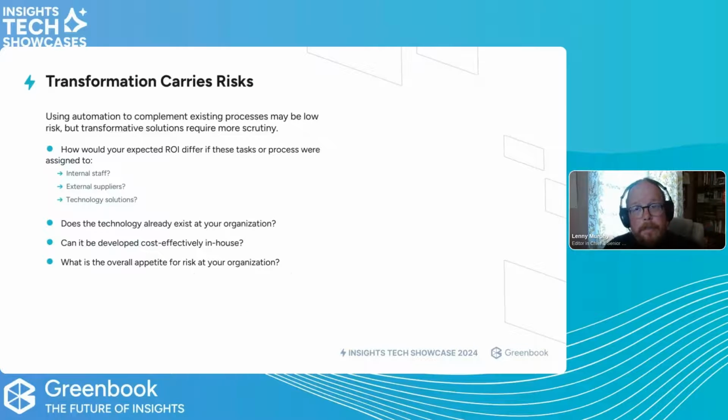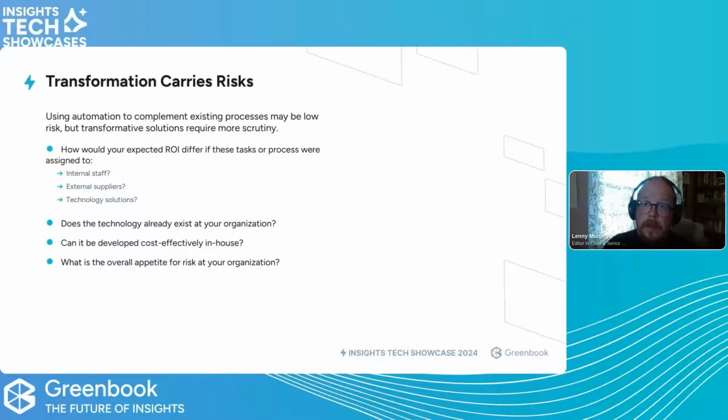It does carry risk. Transformation is never easy and it can be scary. You can use it to complement existing processes. That may be relatively low risk, but if you're really looking at creating something revelatory and transformative within your organization, ROI can be different depending upon what we're looking to. The impact on staff, suppliers, what is the cost of the technology solutions, all those things need to be weighed out. Does the technology already exist?